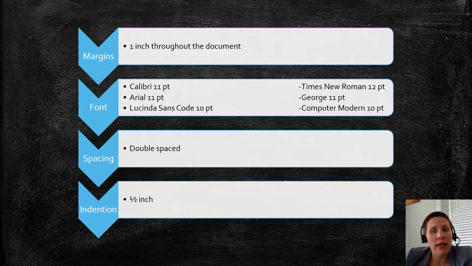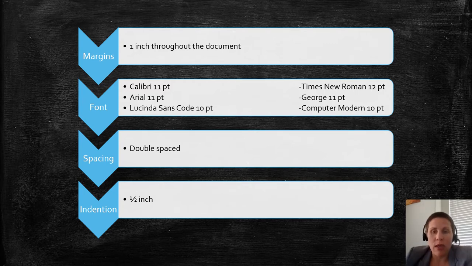Font, in the past, APA required Times New Roman size 12. However, the updated edition, our 7th edition, now allows us to use a variety of fonts as long as it's consistent throughout the document. The chosen fonts and sizes are listed. We've got Calibri 11 point, Arial 11 point, Lucida Sans Code 10 point, Times New Roman 12 point, Georgia 11 point, and Computer Modern 10 point.